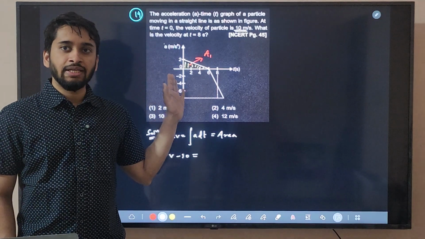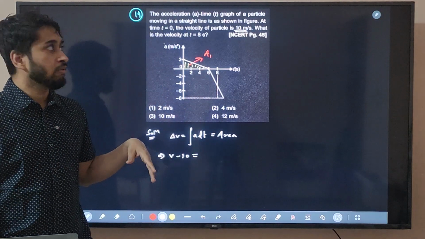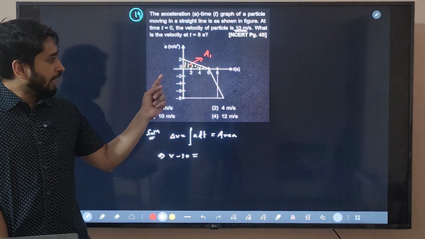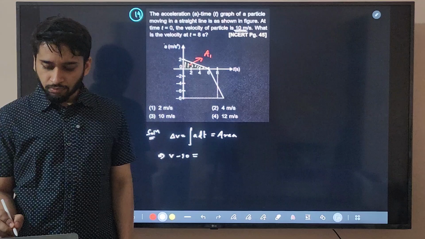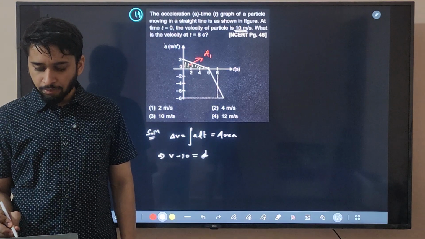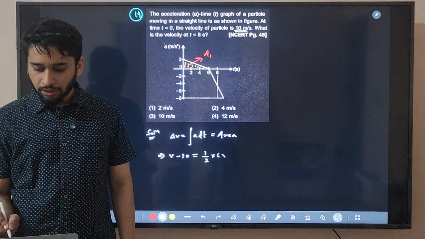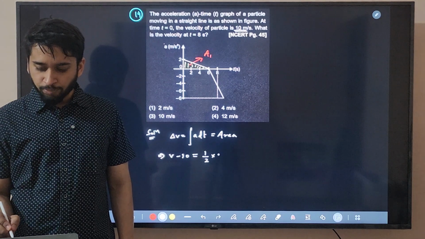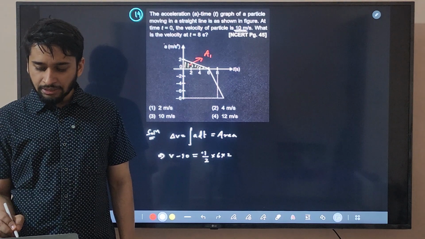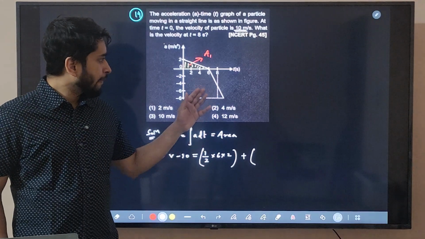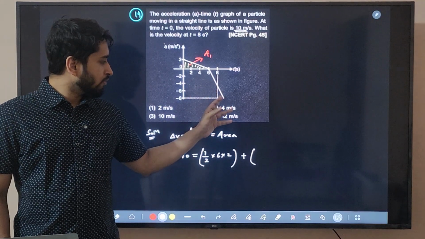Right. So that area will be, that's a triangle. So for a triangle the area is half into base into height. Simple thing. So half into the base here is 6 into 2. So that is the positive part of the area. And there is a negative part of the area as well. What will be the negative part of the area? So that's the confusion that I'm having.